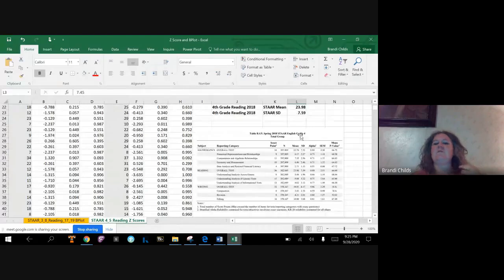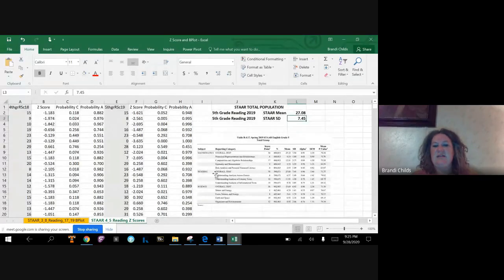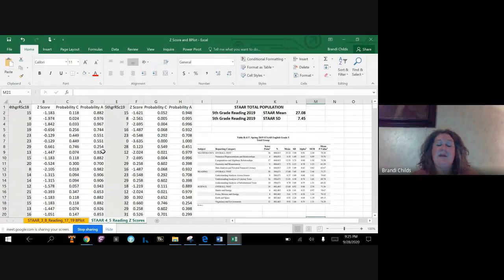So I did that for the 4th grade, and then for those 4th graders that became 5th graders in 2019, and got that same information to be able to look at. Of course, this is descriptive, but we can describe the data we see and make inferences from there.